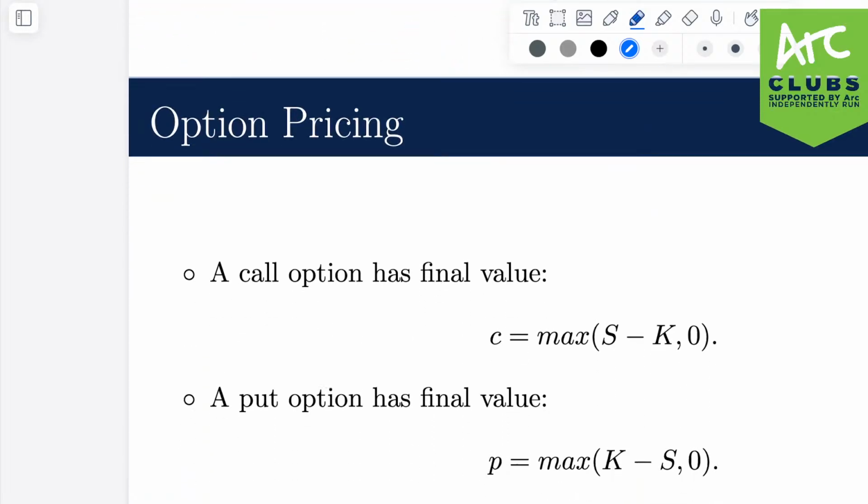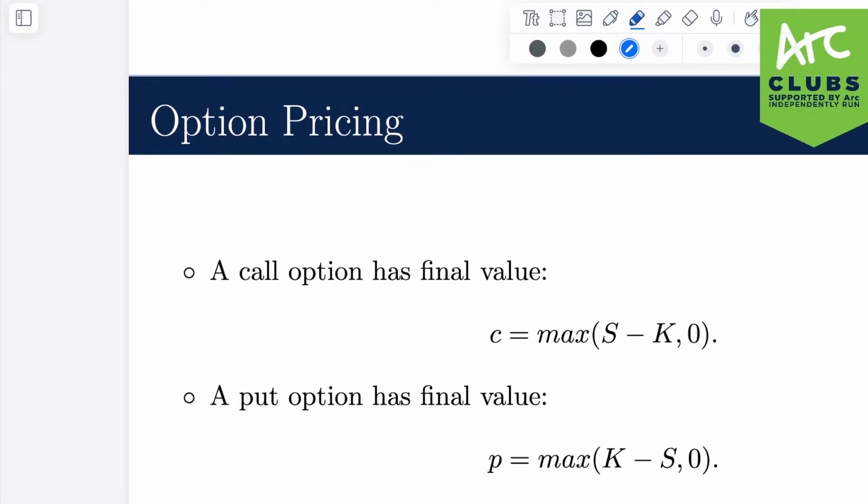And that's what I have here. So basically, a call will only have positive value if the underlying asset S is larger than the strike price, and a put will only have a positive value when the strike price is larger than S, right? Because that means I actually bought my put option at a price that is lower than the strike price, right? So in a way, I make money because I bought it at a lower price.